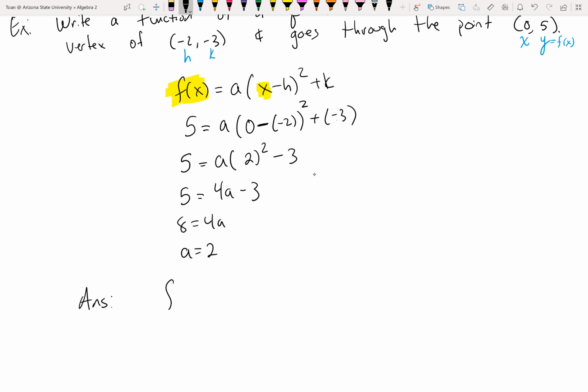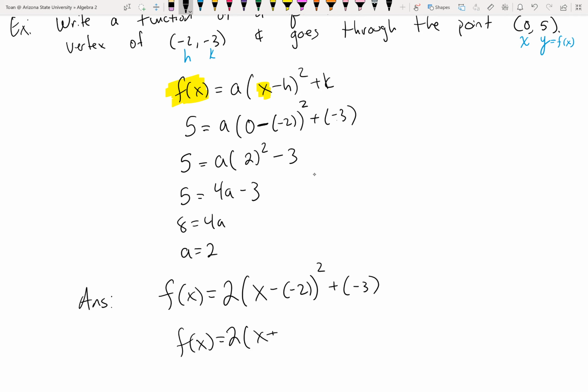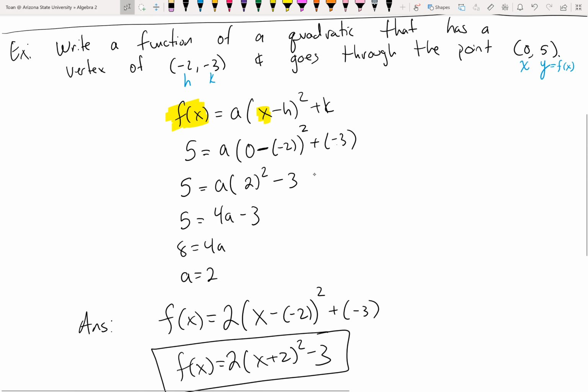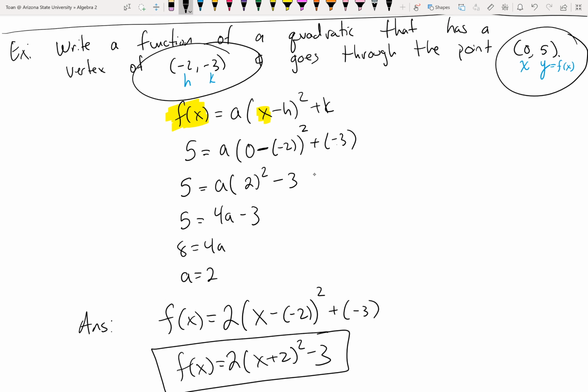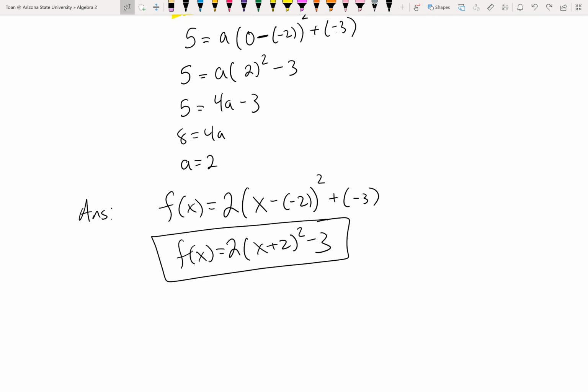So what is our function? What is our answer? It's f of x equals the a value that we found, parentheses x minus h, which was -2, squared, plus k, which was -3. And of course, we can go ahead and take care of the double negatives. 2 times x plus 2 squared minus 3. This is a function that has this vertex and is guaranteed to go through that point. So it really doesn't get any more complicated than that.